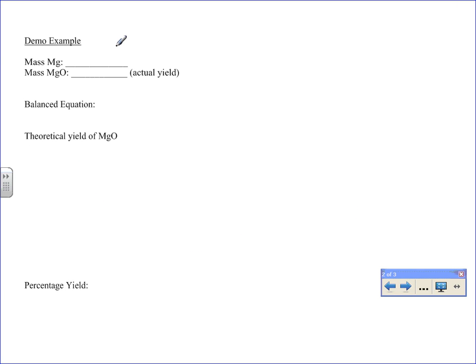The first example that we're going to do was done as a demo in class. And what we were doing was burning a piece of magnesium. We started by taking the mass of a piece of magnesium, and we found that the mass of magnesium that we were going to use in our experiment was 0.50 grams. Now, in burning this in oxygen, the reaction will be magnesium plus O2, and the product of this reaction will be MgO. When we balance this reaction, we get coefficients of 2 in front of the magnesium and the magnesium oxide.